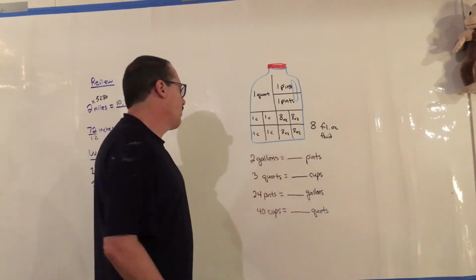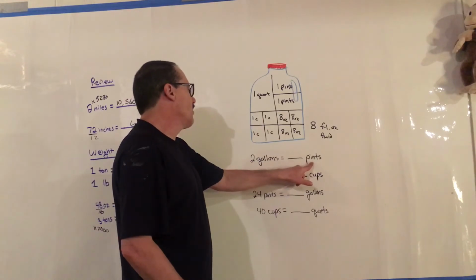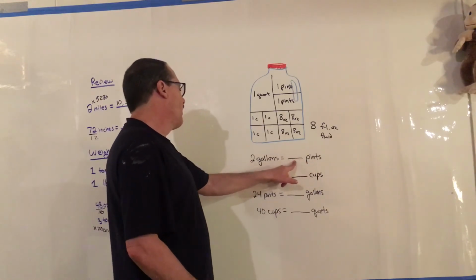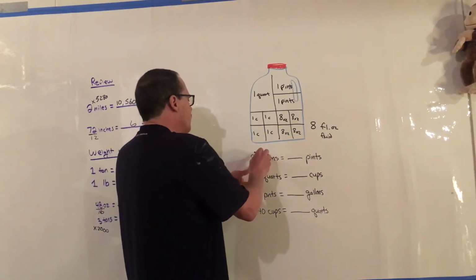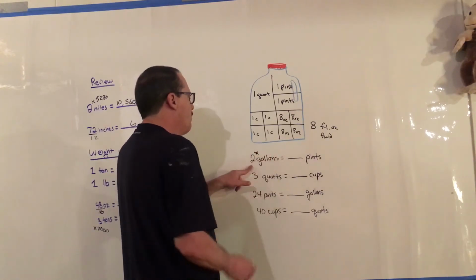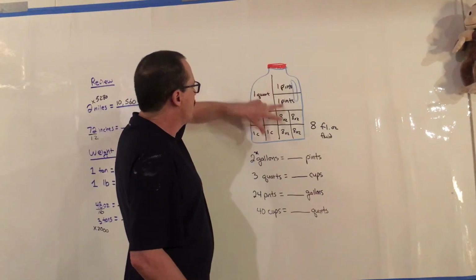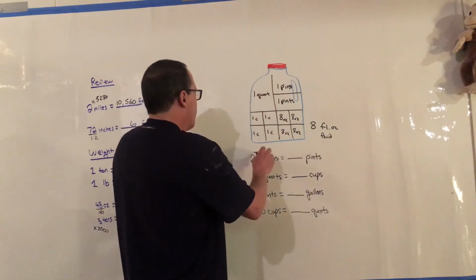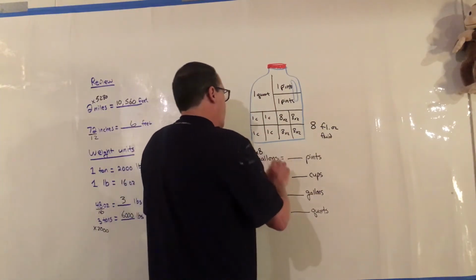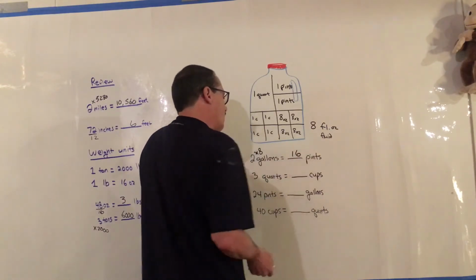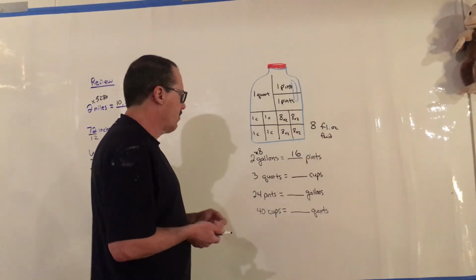2 gallons equals how many pints? Okay, pints is a smaller unit, so this number is going to be bigger, which tells me I'm going to multiply by how many pints it takes to make a gallon. So 2 pints are here, so 2, 4, 6, 8 pints, so I'm going to multiply by 8. 2 times 8 is 16. So if you check that out, it'll be 16 pints.